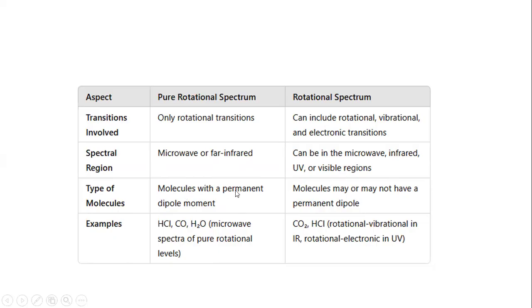Type of molecules: molecules with a permanent dipole moment. Examples: hydrochloric acid, water, carbon monoxide show microwave spectra of pure rotational levels. Carbon dioxide and hydrochloric acid show rotational vibrational spectra in the IR, and rotational electronic spectra in the UV.